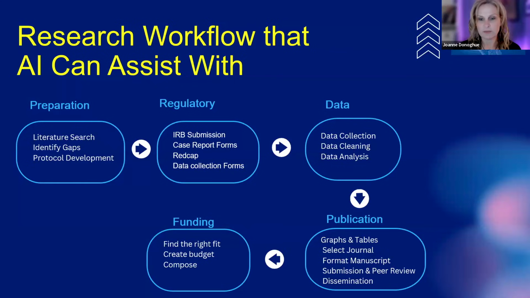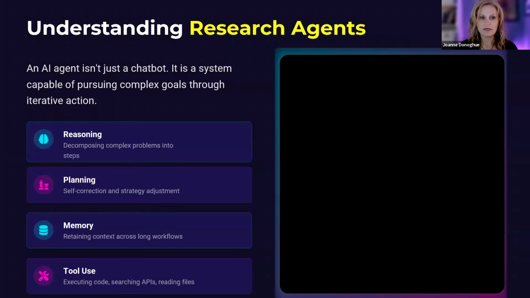And then, of course, funding. We always want funding for our research, and it will find the right fit for your funding. It will help you even create a budget, and it will help you even compose letters of intent and actually format your funding for you. So the difference between an LLM, large language model, and AI agent: it reasons, it plans, it has a memory, it will remember the conversations you have. You can give it multiple tasks at once.